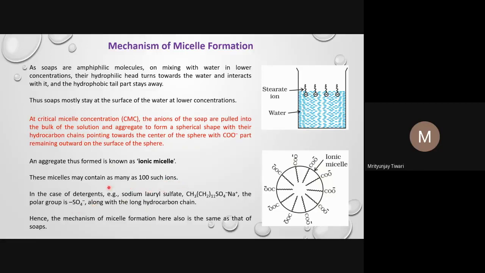In the case of detergents, for example sodium lauryl sulfate, the example we have seen earlier, the polar group is SO4 minus, the sulfate group, along with the long hydrocarbon chain. Hence, the mechanism of micelle formation for the detergent is also the same as that of the soaps.